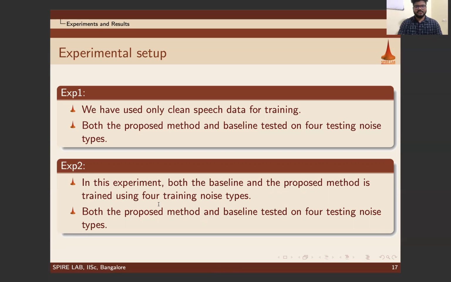As I already mentioned, one of the limitations of the baseline method is that it cannot be tested on unseen noise. So to have a fair comparison, we computed the optimal subbands for all the training noise types. In testing, we computed the VAD results for all these optimal subbands, and we retained only the best performing results to have a fair comparison.